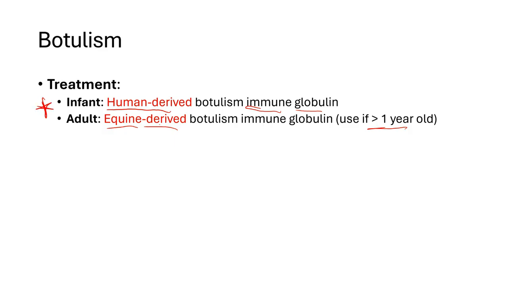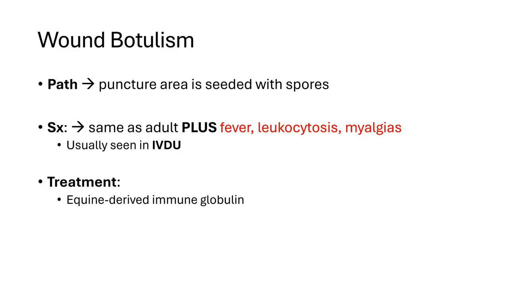Now, there is another subtype of botulism known as wound botulism. Very simply put, this is typically due to the puncture area being seeded with spores. The symptoms of wound botulism are going to be very, very similar to individuals with adult botulism, but typically you'll see signs of infection such as fever, leukocytosis, myalgias, and this is typically seen in IV drug users. The treatment is going to be the exact same.